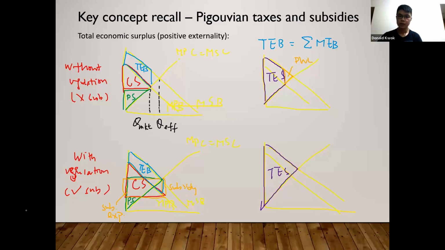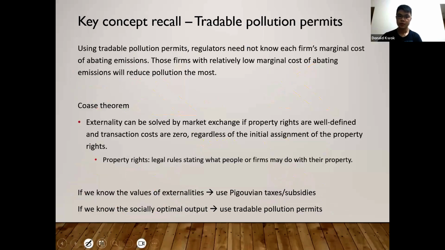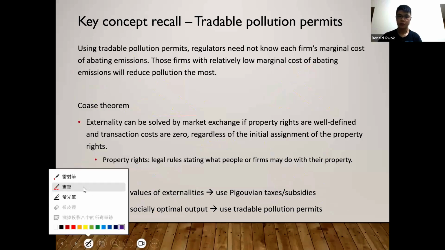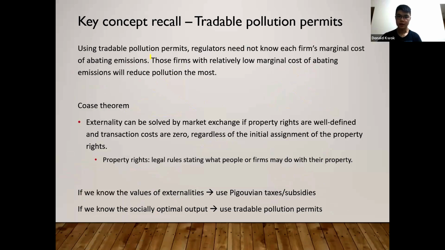Okay, so the next thing I would like to go through is tradable pollution permits. Using tradable pollution permits, regulators need not know each firm's marginal cost of abating emission. And the key is that firms with relatively low marginal cost of abating emissions would reduce more of the pollution. There will be a past-exam problem demonstrating this idea, and I will leave it a little bit later to discuss the details. And tradable pollution permits actually lie on the Coase theorem in some sense.